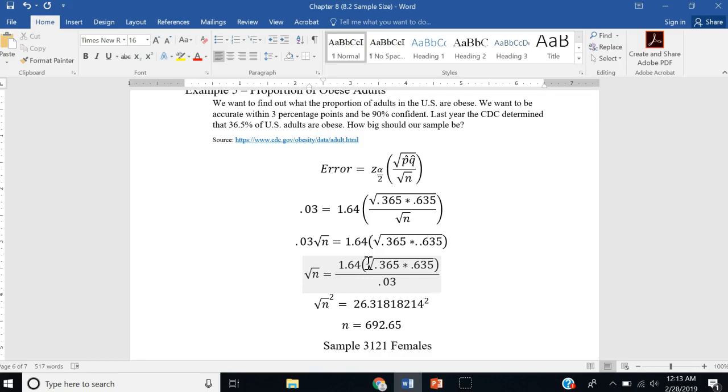Again, we're going to round up to the nearest whole number. We would say that we should sample 693 U.S. adults. There you go. So if we wanted to find a confidence interval that was within 3 percentage points, we would want to sample 693 adults in the United States, obviously.